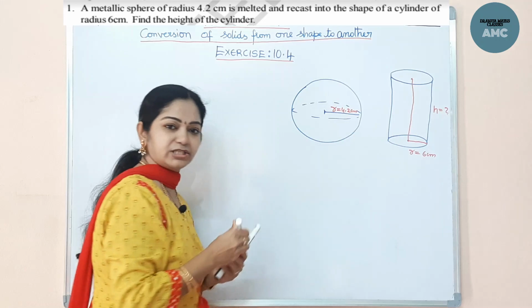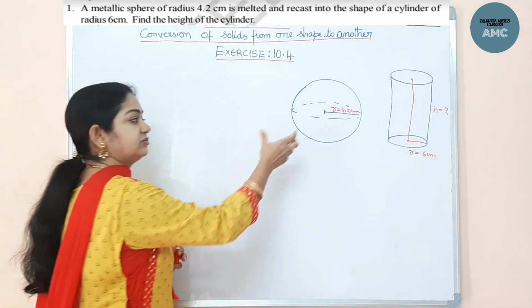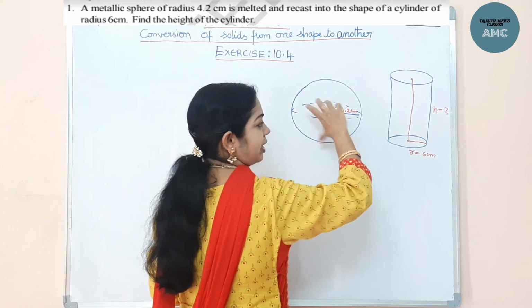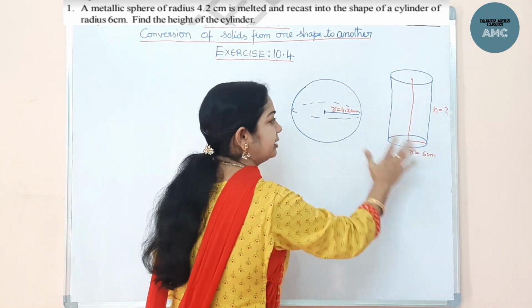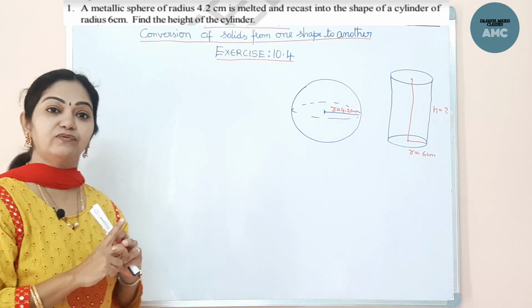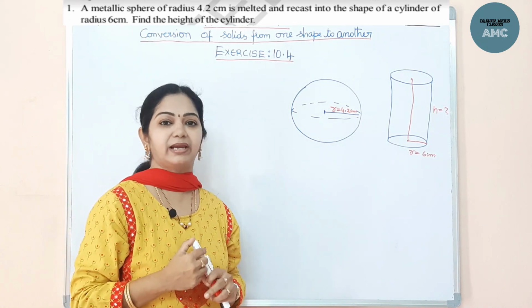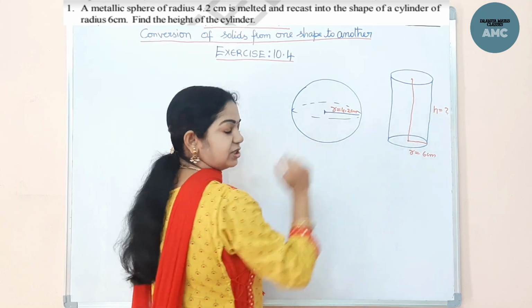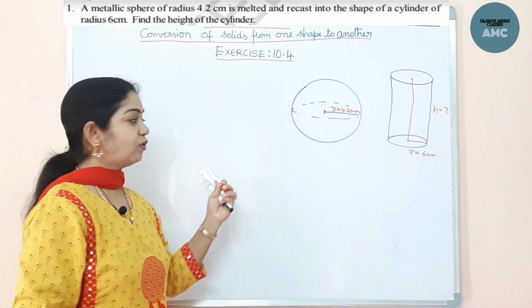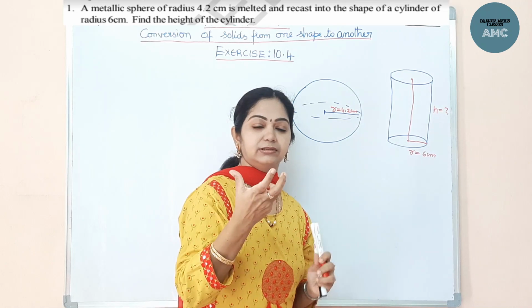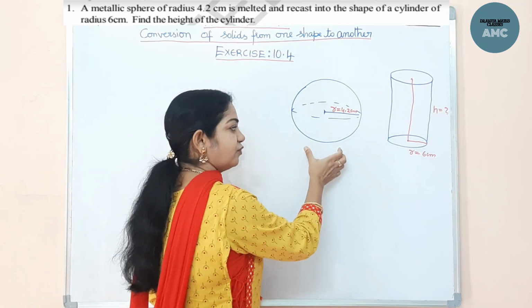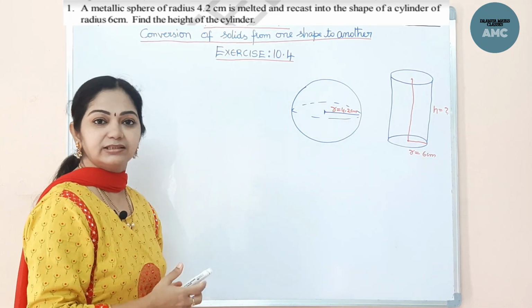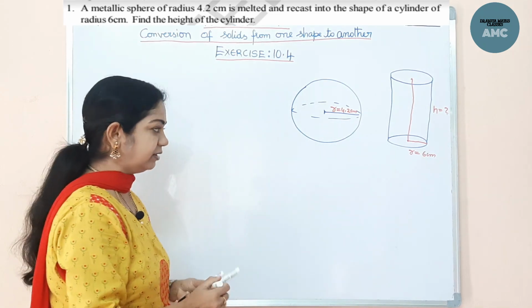Now the simple logic here is that when a 3D object is converted from one shape to another shape, there won't be a change in the volumes. That we have to keep in mind. Because this shape is being changed into another shape, but the volume is not lost, isn't it? The volumes are equated here so that we will get the concerned dimensions. Now I will equate the volumes.